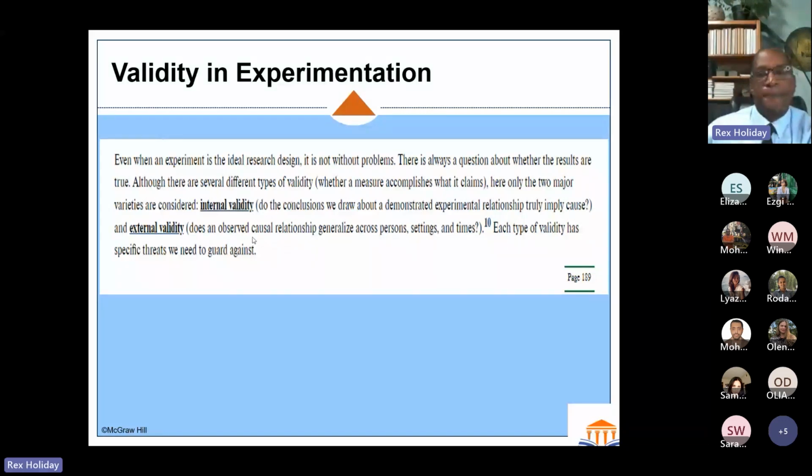Okay, and any questions about that? Internal validity and external validity as defined here.